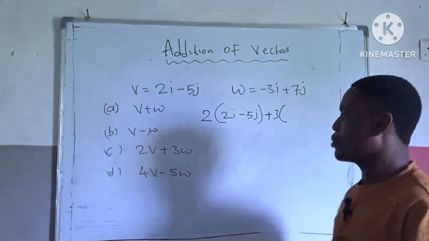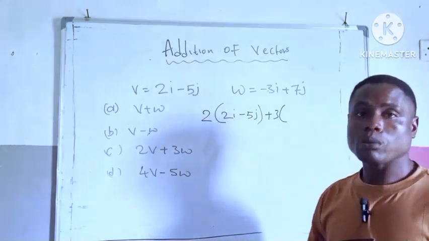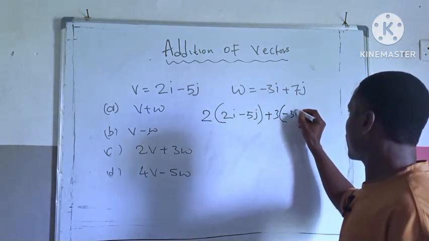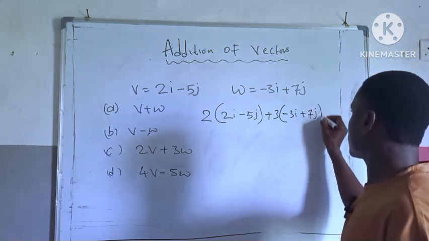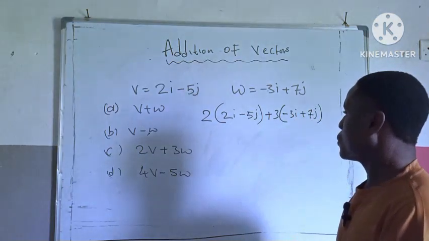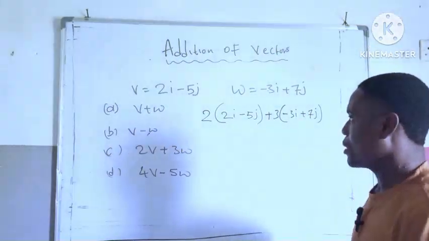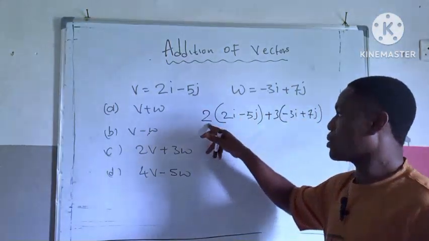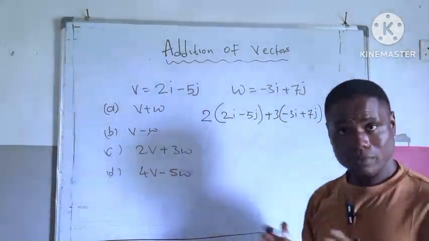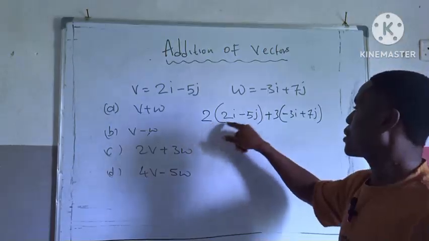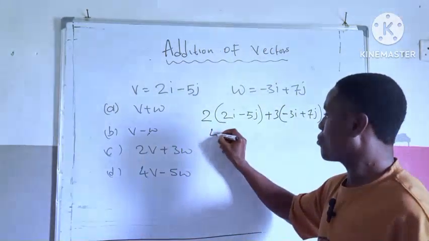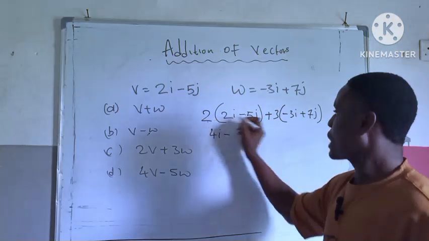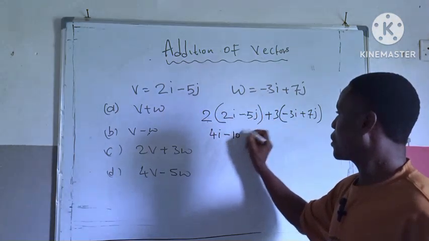Then the value of w is what? Minus 3i plus 7j. So what you need to do is to multiply, abi? So for us to open the bracket, we need to use the outer value to multiply everything inside the bracket, right? So 2 times 2i will give us what? 4i, abi? Then we have minus here. So 2 times 5 is what? 10, and we have j.